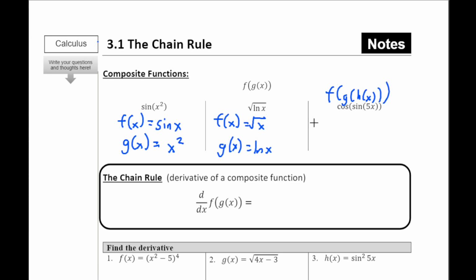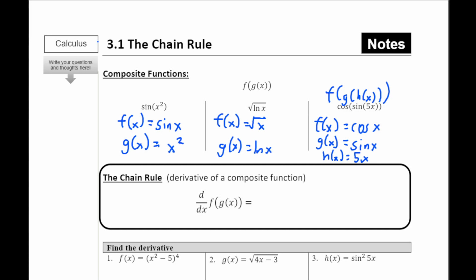The outermost function is cosine of x. The secondary inner function is sine of x, because you see the sine here. And then inside the sine of x, it's a sine of 5x. So h of x is equal to 5x.